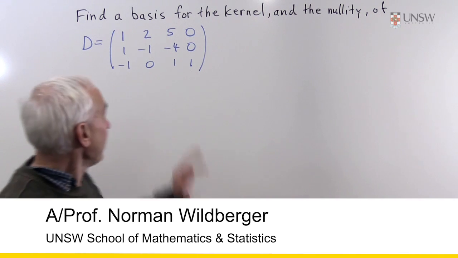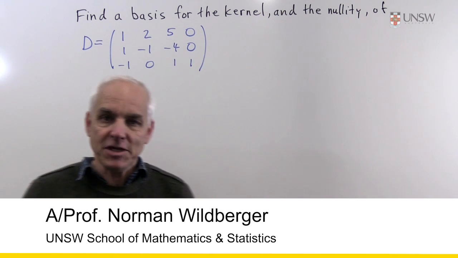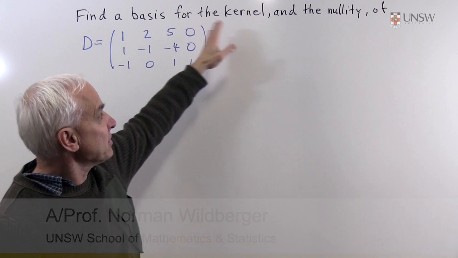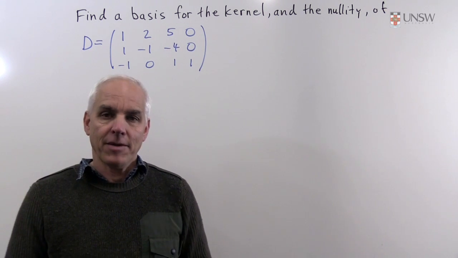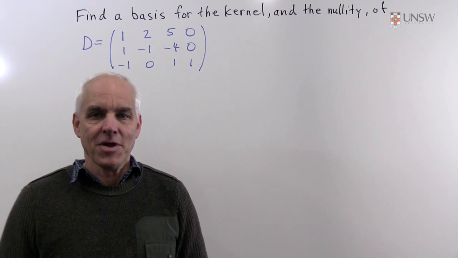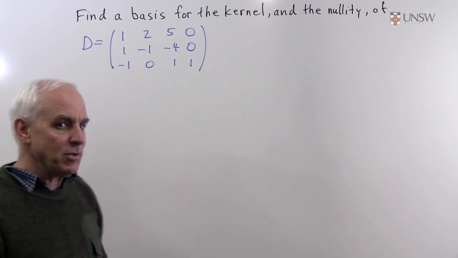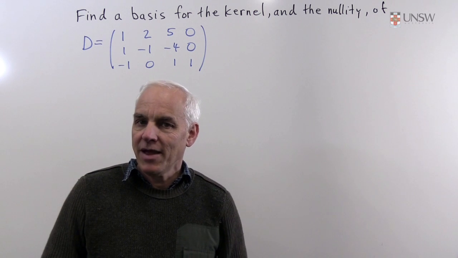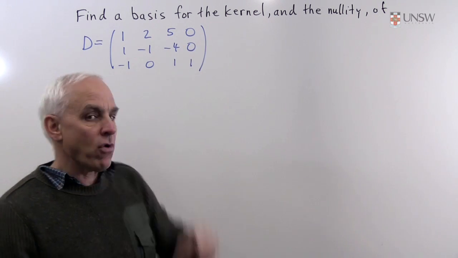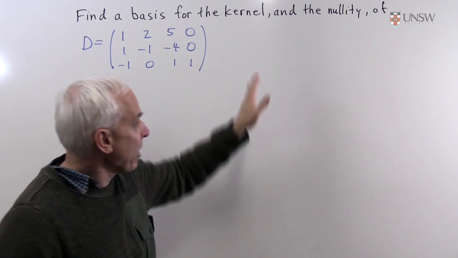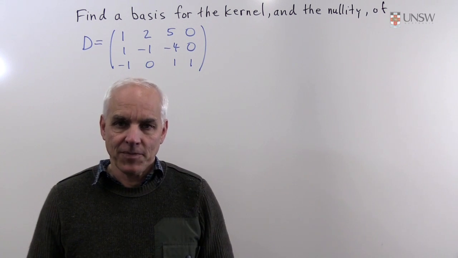In this question, we're looking at this 3x4 matrix D, and we're asked to find a basis for its kernel. Hi. In this question, we're asked to look at this matrix D, which is a 3x4 matrix, and to find a basis for its kernel, thereby also finding its nullity.